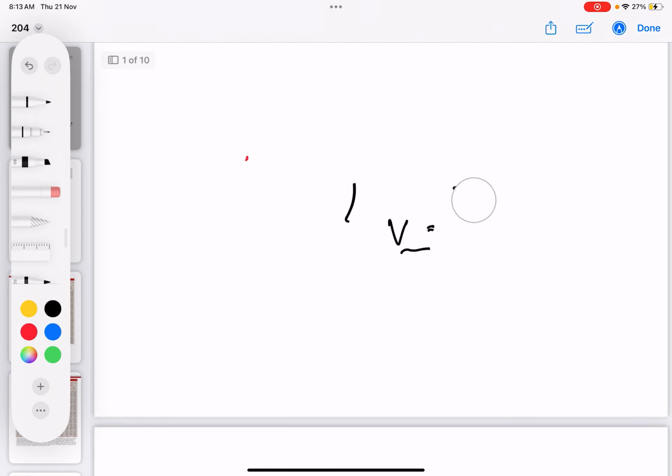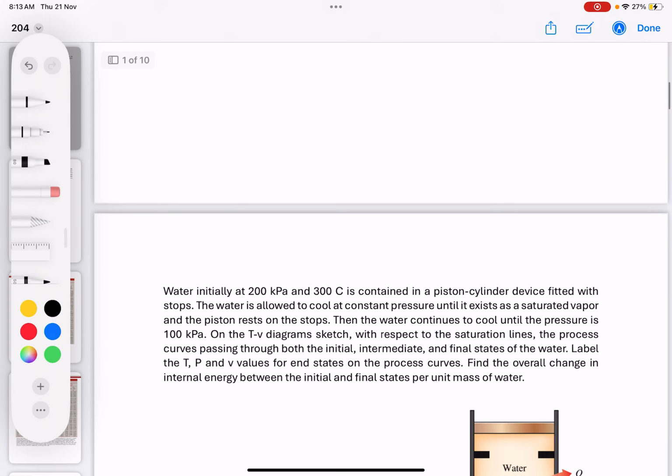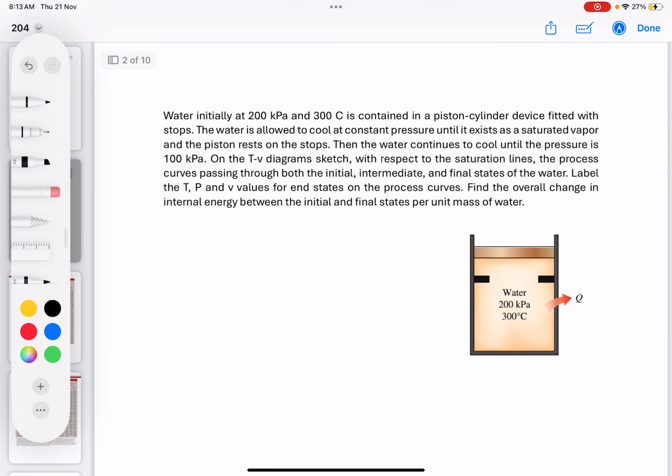Usually for my video, I'm going to limit the questions to a maximum of 3. For example, for this video, it's going to be only 2 different questions, so that you don't have to spend a lot of time on one video. Alright, let us solve question number 2. Water initially at 200 kilopascal and 300 degrees Celsius is contained in a piston cylinder device fitted with stops. The water is allowed to cool at room temperature until it exists as a saturated vapor, and then the piston rests on the stop.